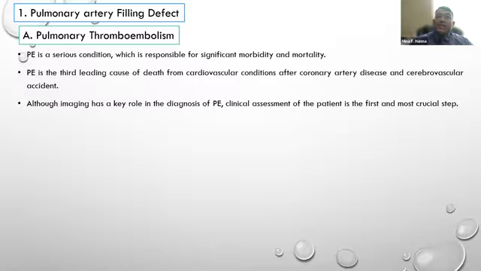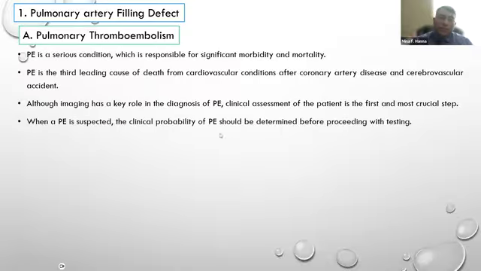Although imaging has a key role in the diagnosis of PE, clinical assessment of the patient is the first and most crucial step, because if this does not happen, you will find all the ER doctors sending cases with chest pain, with tachycardia, go do chest CT for PE, chest CT for PE. So you will find a big pile of cases, but 95% of them are normal cases and they can be excluded easily by clinical evaluation, as we will see.